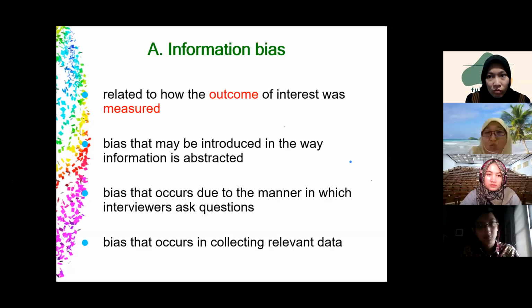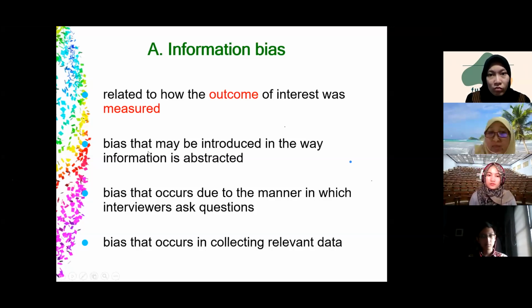So the way we abstract the information, the way we get the information actually may introduce information bias. The information bias ni bias that occur due to the manner in which kalau interview, how the interviewer asks question.